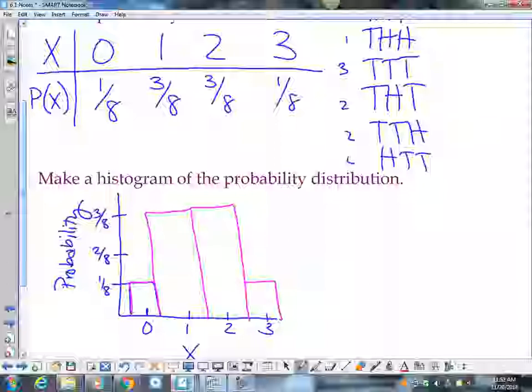Yes, histograms touch. What doesn't touch? A bar graph. A bar graph, and that's categorical data. There are 27 red cars.